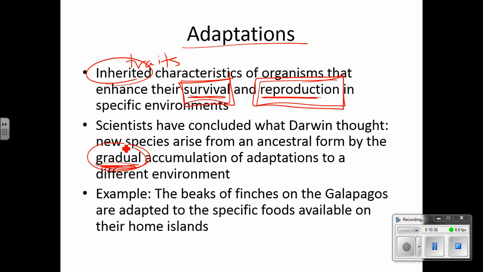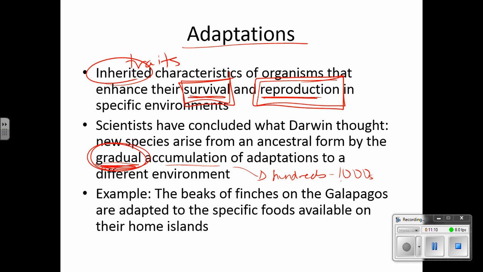This is the key word here, gradual. Tiny, small changes that you wouldn't even notice build on each other over a period of time. And when we say gradual accumulating, when we're talking time here, we're talking hundreds of thousands to millions of years. An example here are the beaks of the finches on the Galapagos Islands.